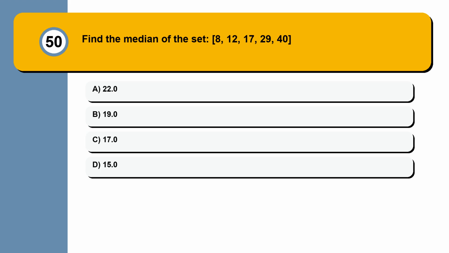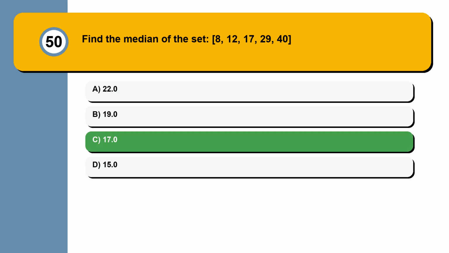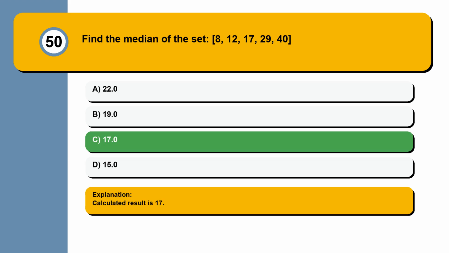Question 50. Find the median of the set 8, 12, 17, 29, 40. 22.0, 19.0, 17.0, 15.0. Calculated result is 17.